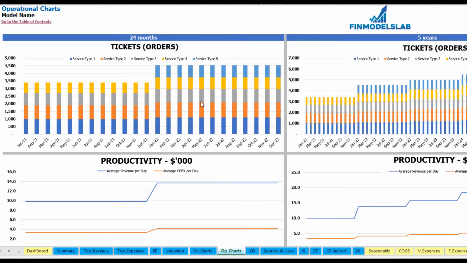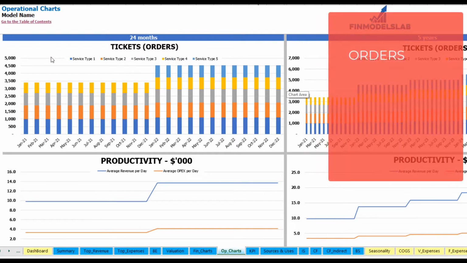On the Operational Charts tab, you may see the main operational KPIs in 2 sets of charts. On the left side you may see 24 months, on the right side you may see 5 years or 60 months. On the top you may see the amount of tickets or orders by months. This is broken down by different service types.